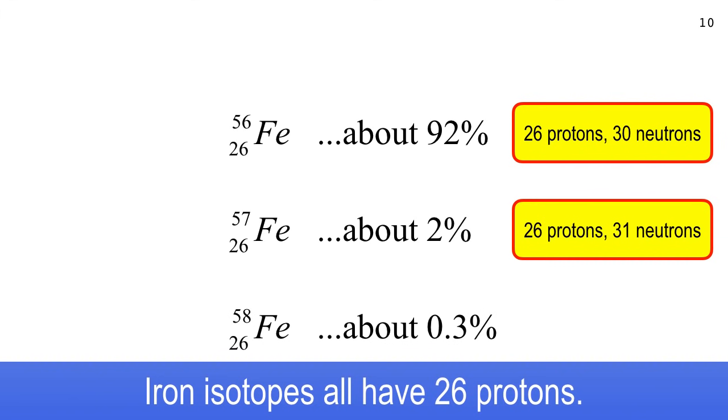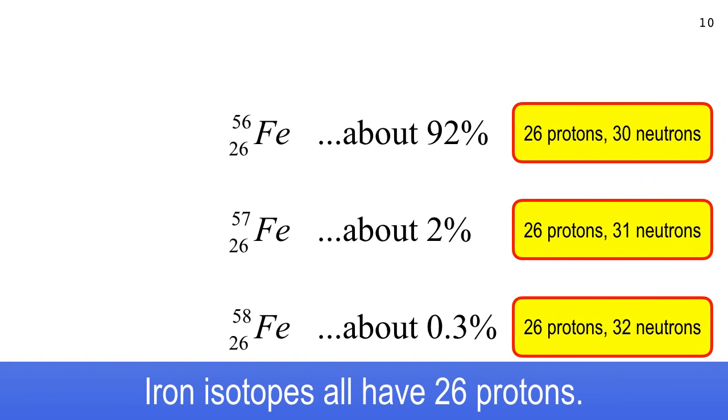All right. Iron 58, here's another. There are 4 stable isotopes of iron. Iron 58: 26 protons, 32 neutrons, and that's about 0.3% of the iron abundance. So this is like separating the isotopes.